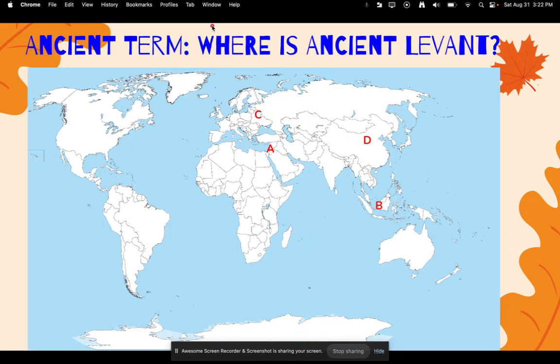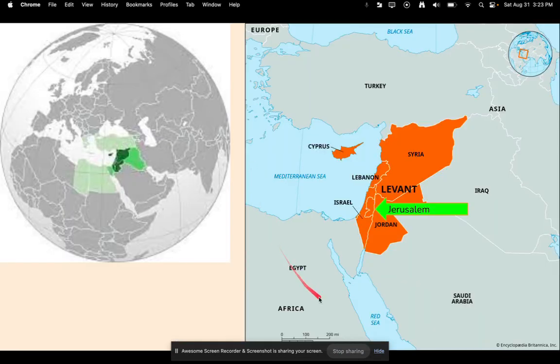Here's another one. Where is the ancient Levant? Yep, that's going to be where A is. The ancient Levant, which is a topic you probably hear about in the news, includes things like Israel and Palestine and also the city of Jerusalem. It also includes Lebanon, Syria, Jordan, and Cyprus, which is an island nation.